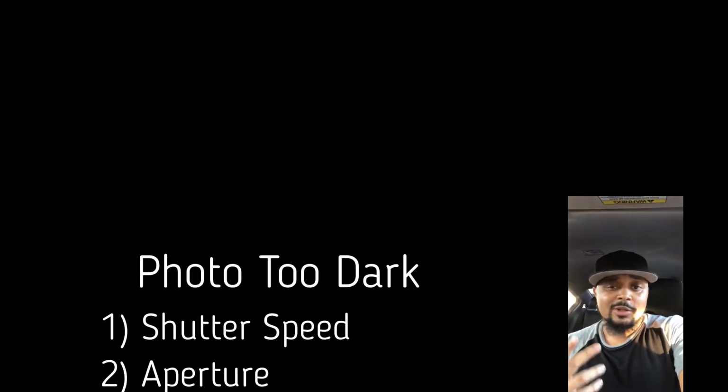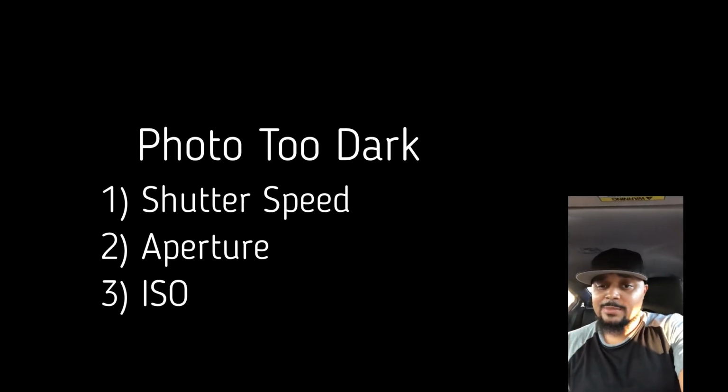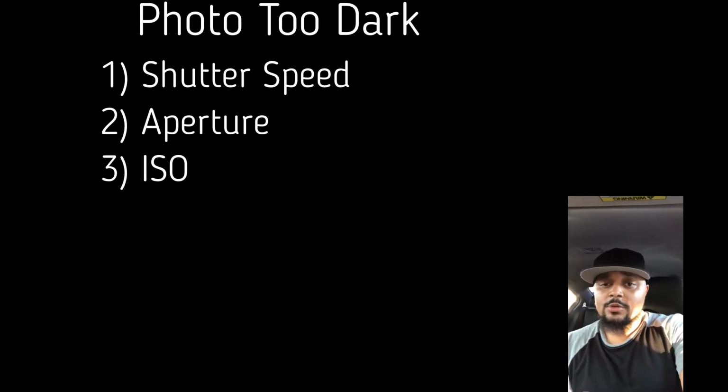So again, I would change my shutter speed, then I would lower my aperture, and then I would change my ISO. That's just what I would do if my picture came out too dark in the real world.